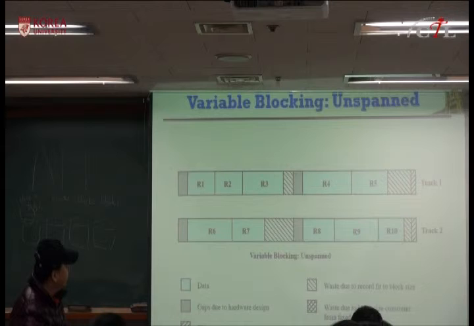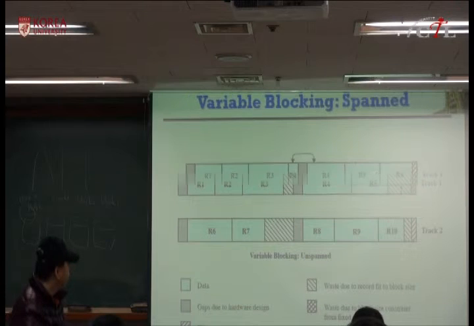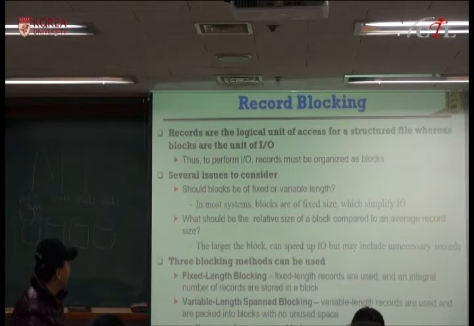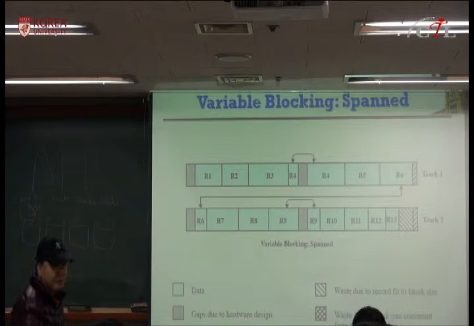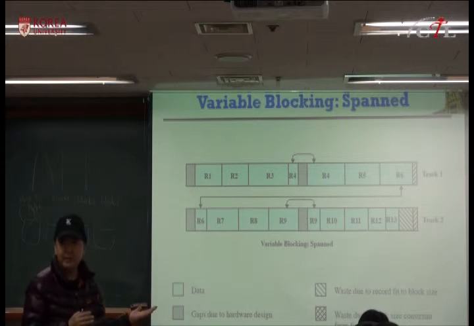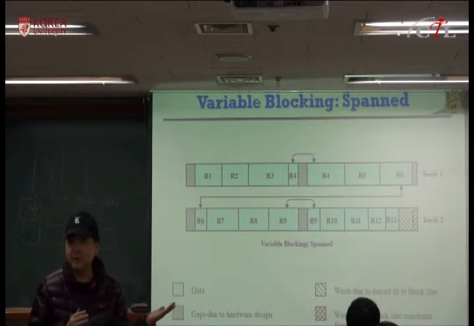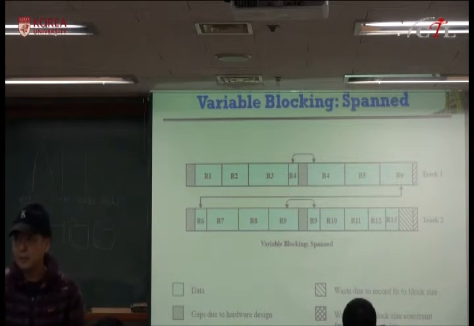Variable blocking unspanned means you don't allow a single record to be spanned over multiple blocks. So there is some more fragmentation, but it's unspanned. So you can have these three different blockings. That's the record blocking. After using this record blocking, you translate records from the file system to the blocks in the I/O.